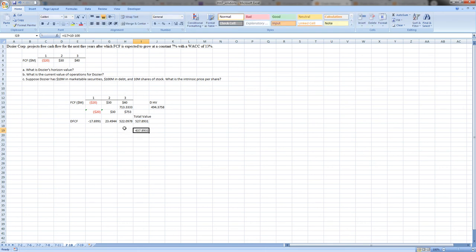So we have a value of operations of 527 plus an asset of 10 million minus debt, so that's the remaining amount of equity. Then we need to divide it by 10 million shares. Well, since this is free cash flow in millions, we will divide that amount, get a price per share. So Dozier should sell for $43.79 per share.